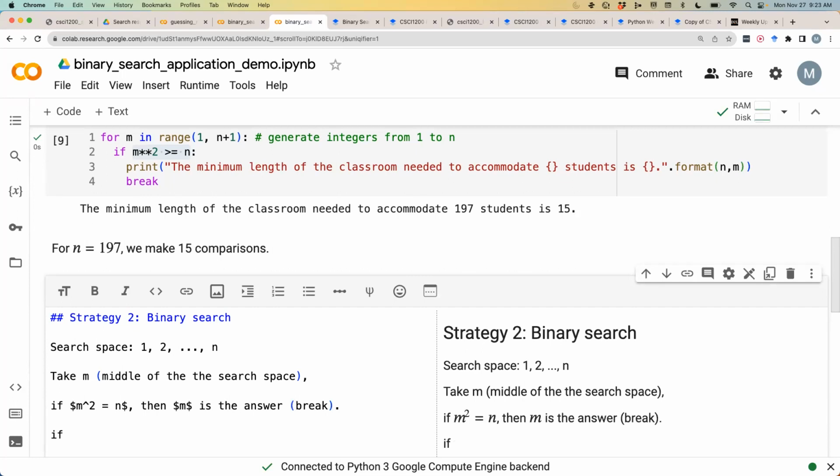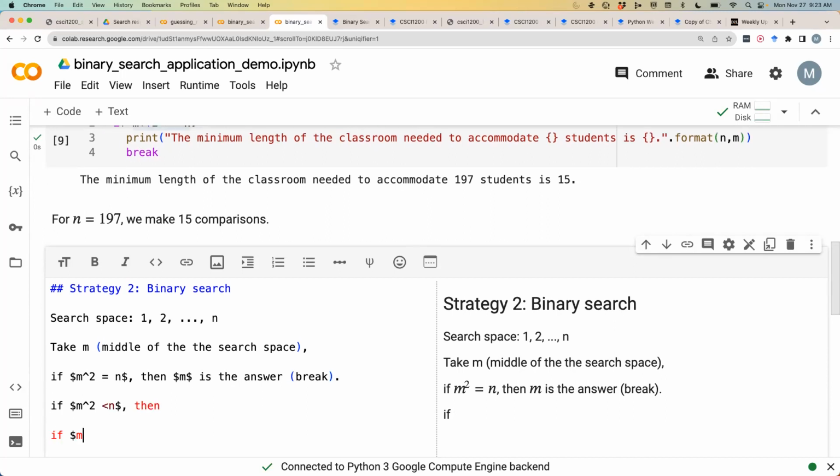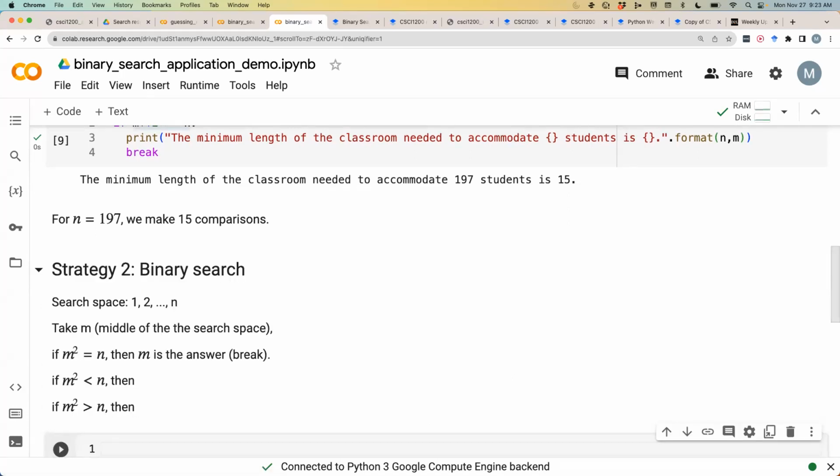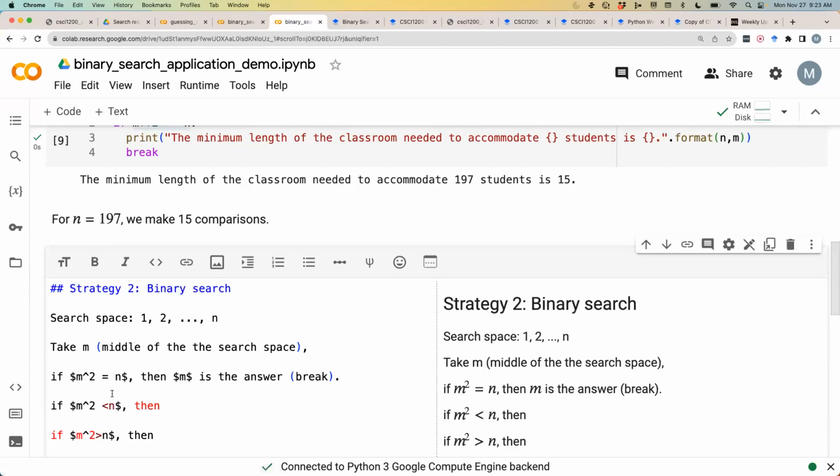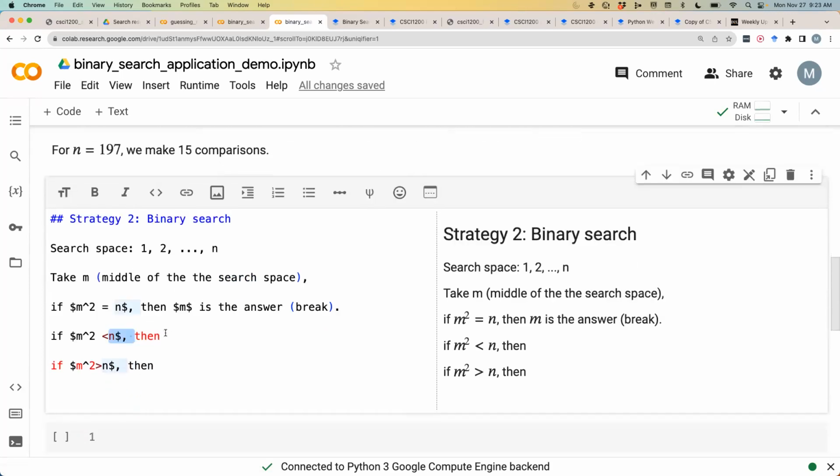Now if it's not equal to N, there will be two possibilities. If M square is less than N, what does it mean? And the other possibility is if M square is more than N, then what does it mean? Again, in binary search, we want to rule out the search space. We want to shorten the search space at every single iteration when we make a comparison. So if it's equal to N, we found the answer. If it's less than N, what does it mean? What is our search space going to be?